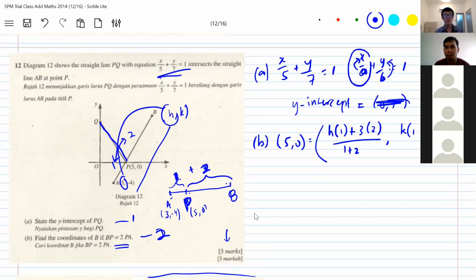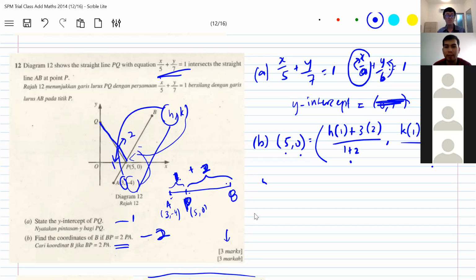K times 1, you cross it, right? K times 1, and then minus 4 times 2, plus minus 4 times 2, divided by, again, 1 plus 2. So you can see this is actually just comparing again. X is x, y is y.